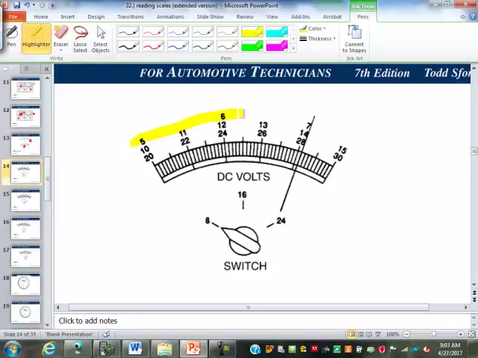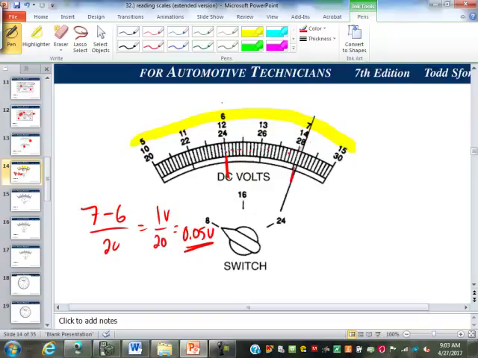How about this one? We're on the 8 setting, so we're reading this top, right? So from here to here goes from 6 to 7. So 7 minus 6, that's 1 volt. We have 1, 2, 3, 4, 5, 10, 15, 20 divisions, right? That's 0.05 volts per division. So that's actually 7.05 is where that's at.